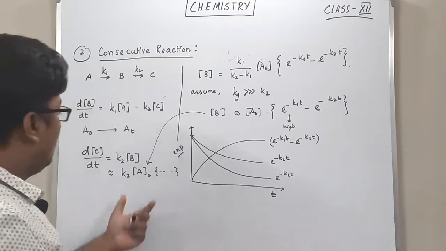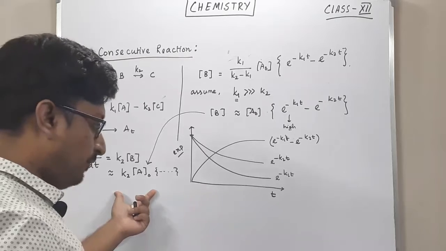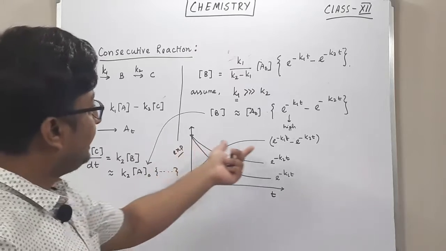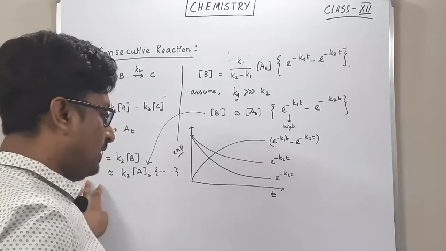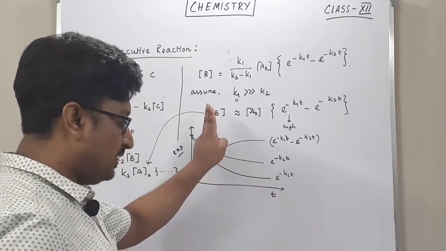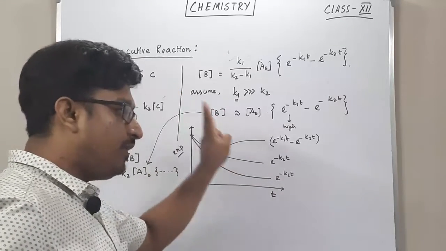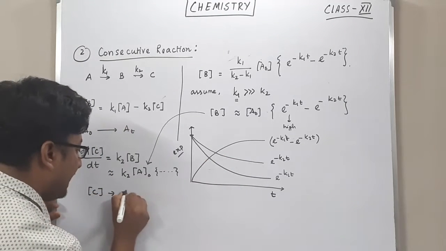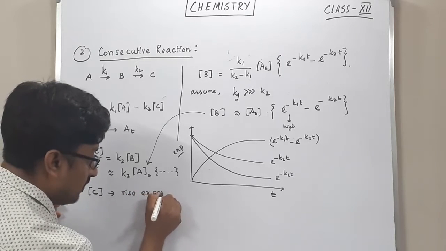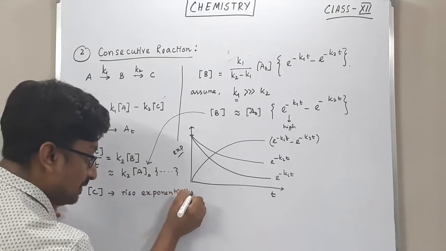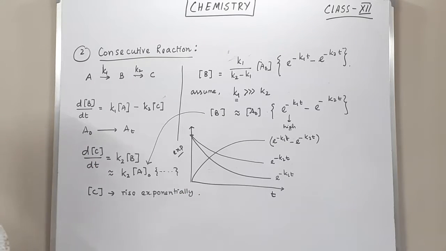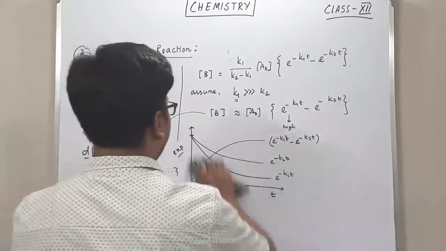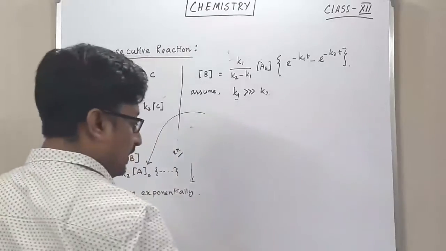Now if we try to plot, definitely in the case of the concentration of C, there will be an exponential rise. The concentration of C will rise exponentially. Now if we try to plot this graph, what will we get?